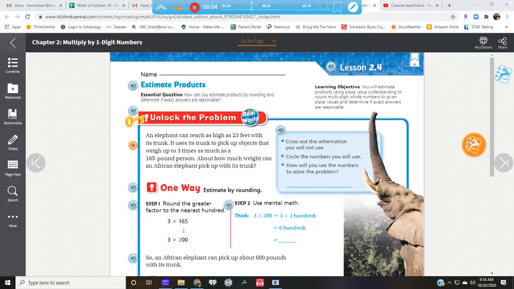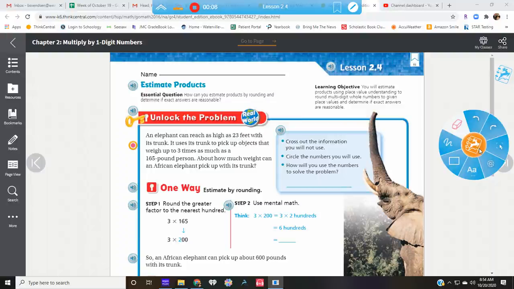Today we're going to talk about estimating products. We're going to estimate one of our numbers here, and then we're going to get a number that's about. It's not an exact answer. So we will see the words about how much instead of an exact number.